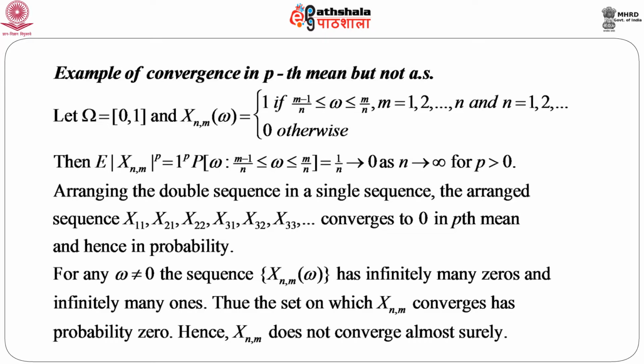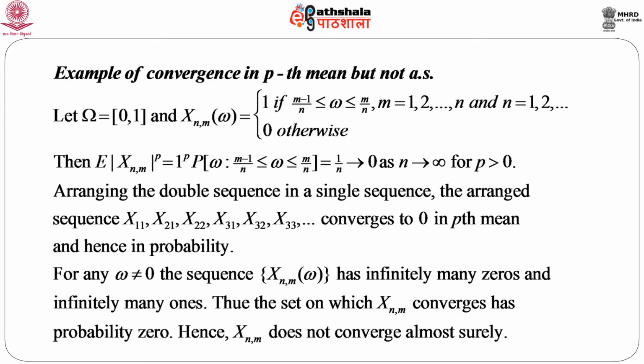So, let us consider one example again: omega is [0, 1] and X_nm(omega) is 1 if (m minus 1)/n is less than or equal to omega, which is less than or equal to m/n, for m equals 1 to n and n equals 1 and so on, and 0 otherwise. So, clearly expectation of |X_nm|^p equals, just calculate this probability, it is nothing but 1/n, which goes to 0 as n goes to infinity. So, this means that convergence in L^p holds for this sequence X_nm.